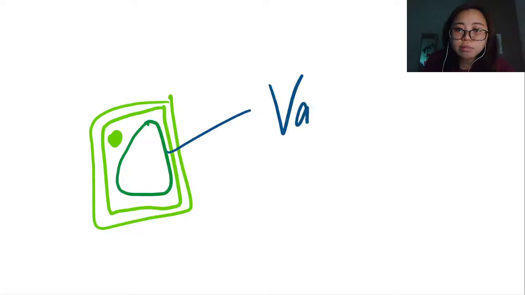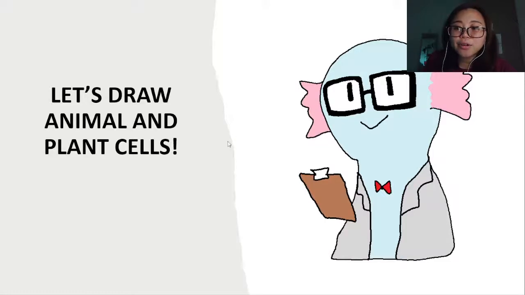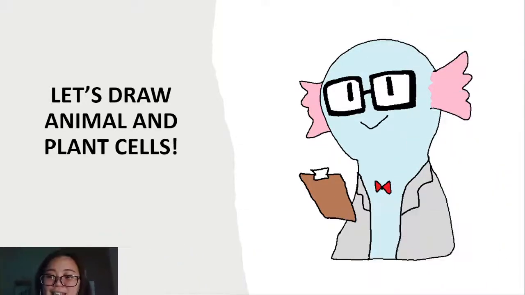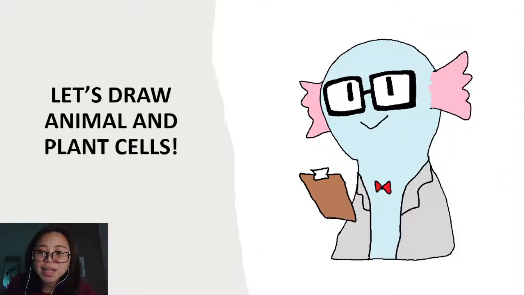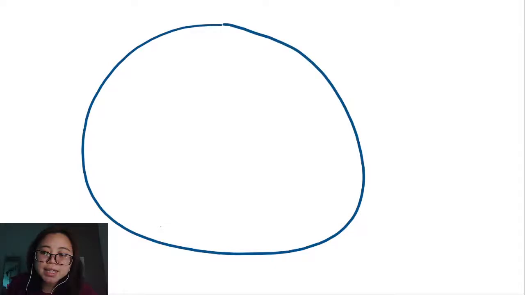How to draw vacuole? First you draw cell, and then you draw vacuole, and then you label vacuole. Begitu saja. Now, if you are ready, let us try drawing the animal and the plant cell together. Okay, we are going to start with this animal cell. I draw the plasma membrane, and then I draw the nucleus.